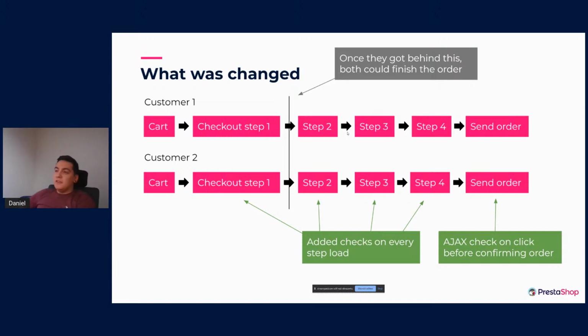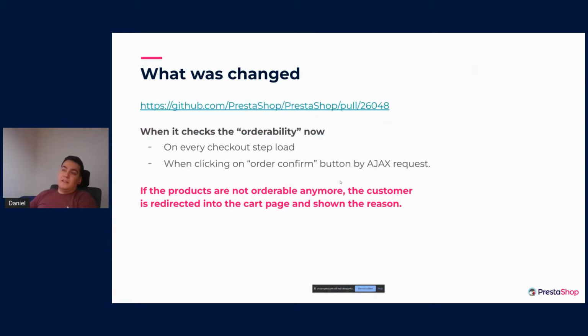So what I did was that now on every single step of the checkout, the quantities are checked, the minimum quantities are checked, and everything. Basically the same checks as on the cart page. And also, when you click on the confirm order button, there's an AJAX request that also checks one last time if it's really in stock. If it's not, it's gonna redirect him to the cart page. So at least maybe he'll be a bit angry that somebody bought it before him, but at least you don't have to have angry customers on email and on phone and deal with this kind of stuff.